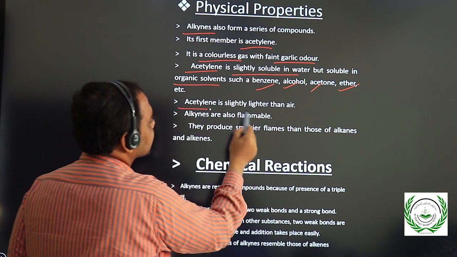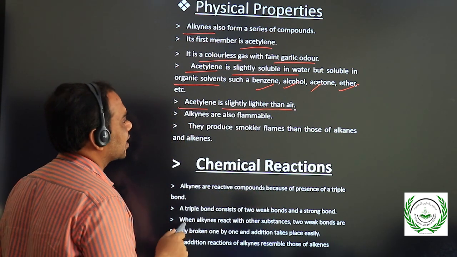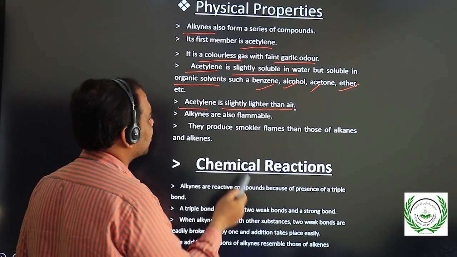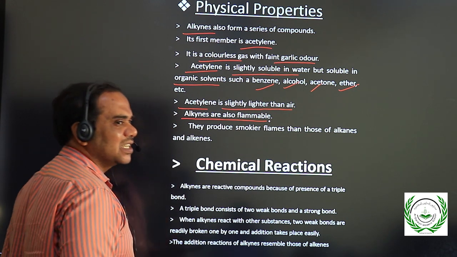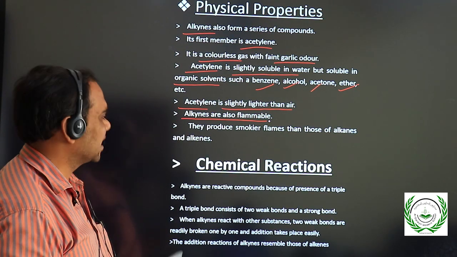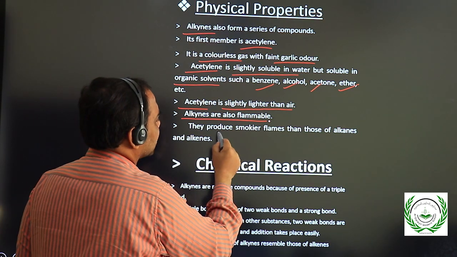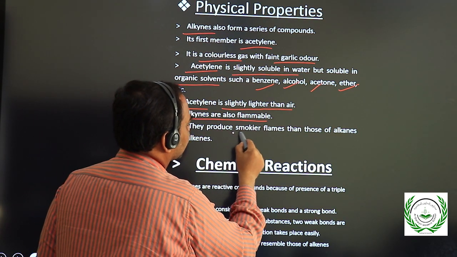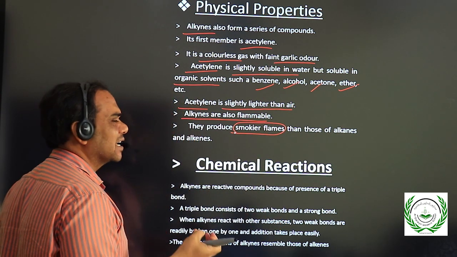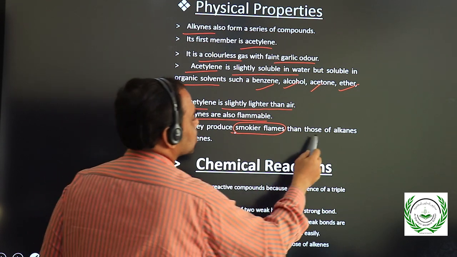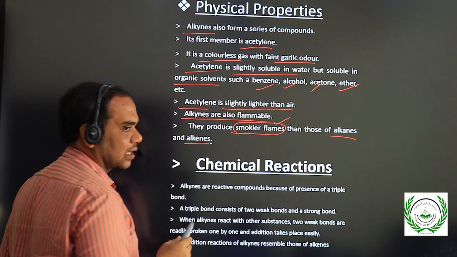Now acetylene is lighter than air, not heavier. Lighter means not heavier than air. So in the form of gas, it can be easily taken out. Alkynes are flammable, means easily they are combustible, easily they can burn, they can catch fire. Now if you see, when alkynes burn, they release smokier flames which have dense black color smoke. So they give more smoke than alkanes and alkenes.